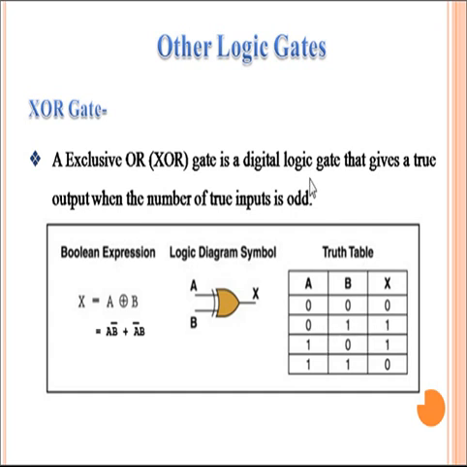In other words, from this definition, we can say that if the number of ones at the input is 0, the output value will be 0. Similarly, if you consider this case, the number of inputs of 1 is 1, so the output value will be 1. For this case, the number of inputs of 1 is 2, so the output value will be 0. This is the Boolean expression of an XOR gate, that is A B bar plus A bar B, which we can represent as A XOR B.